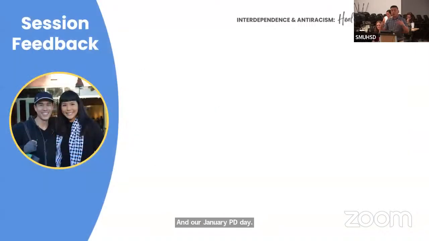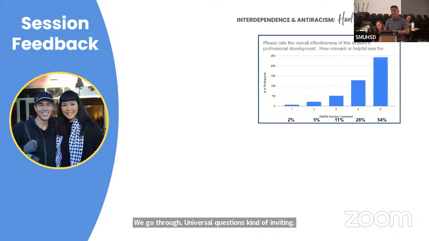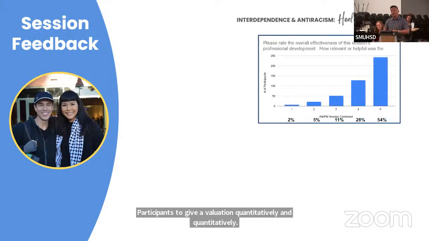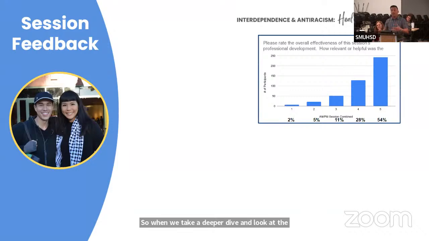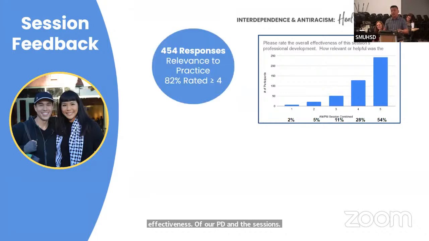Routinely, it's just common practice in any PD, either site or district-led, we go through universal questions, inviting participants to give evaluation both quantitatively and qualitatively. So when we take a deeper dive and look at the effectiveness of our PD and the sessions, we ask them, how relevant is it to your practice? And wonderfully, 82% rated it a 4 or better.